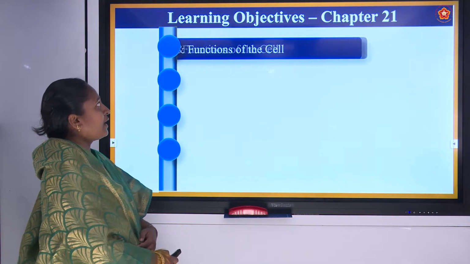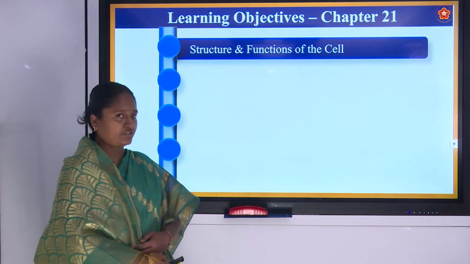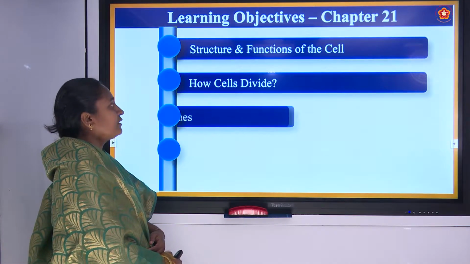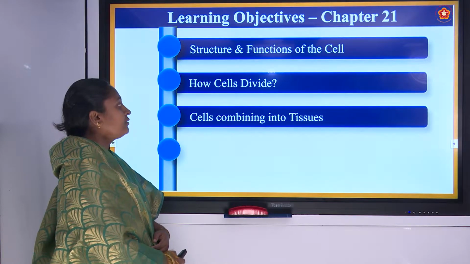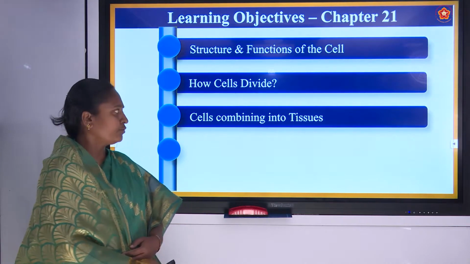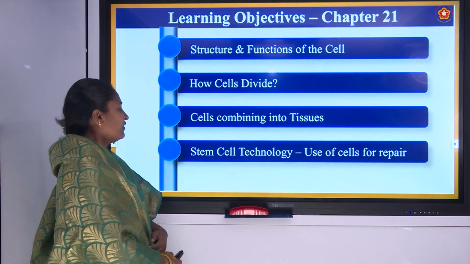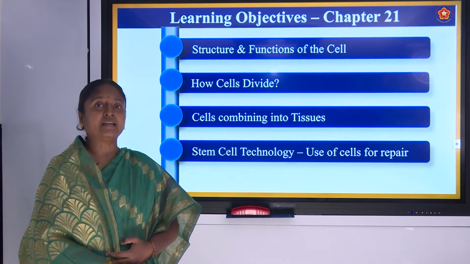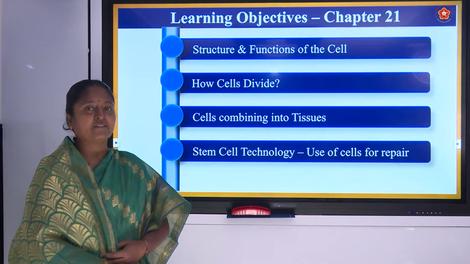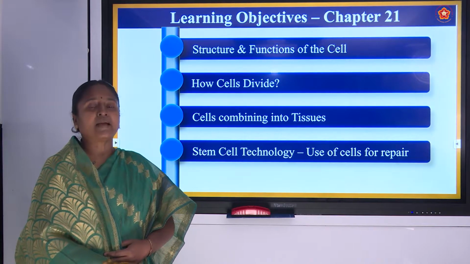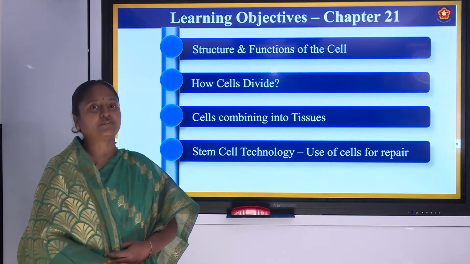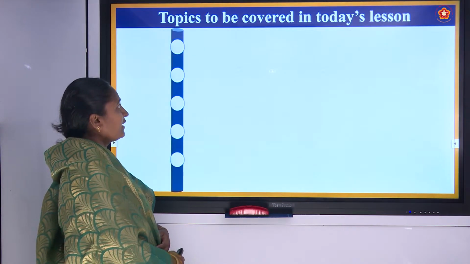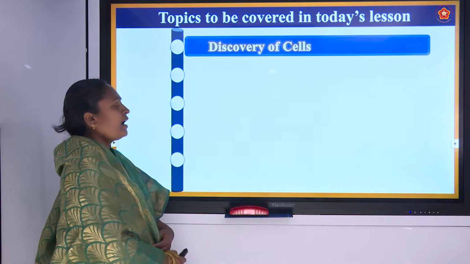In this chapter, overall we are going to study the structure and function of cell, how the cell divides and how the cells combine to form tissue. We will study about stem cell technology, that is the latest and emerging technology, thereby we can replace the damaged tissue, that is, we can repair the tissue. All those things we are going to study in chapter number 21.